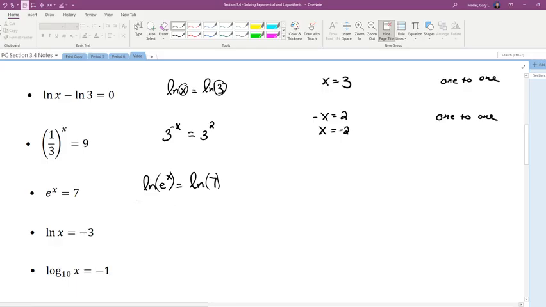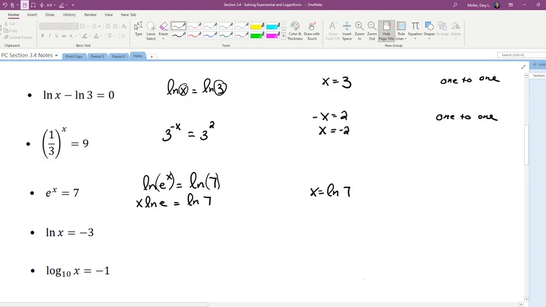I can use my power rule and bring the x down in front, leaving me with this problem. And then the natural log of e cancels out. The natural log of e is 1. It kind of cancels out, but let's make sure we understand. This part, natural log of e, is asking e to what power is e? And so the answer is 1. So 1 times x is x. So I get x equals the natural log of 7.